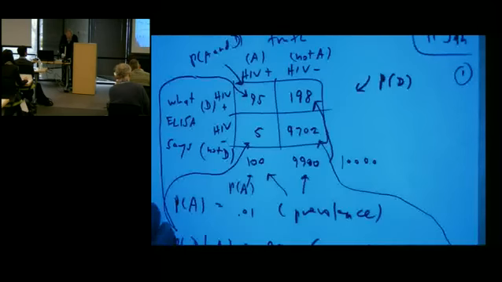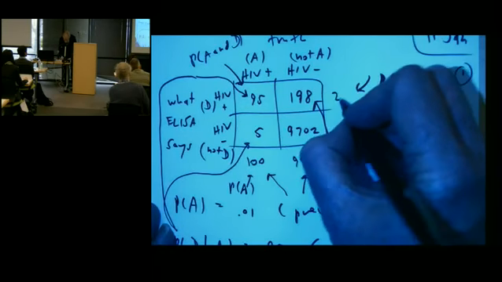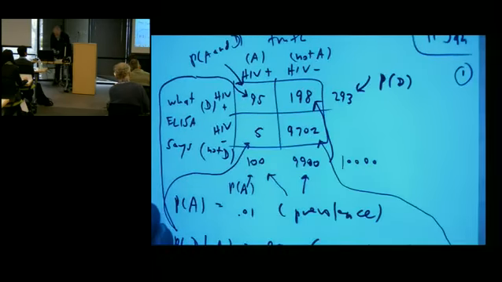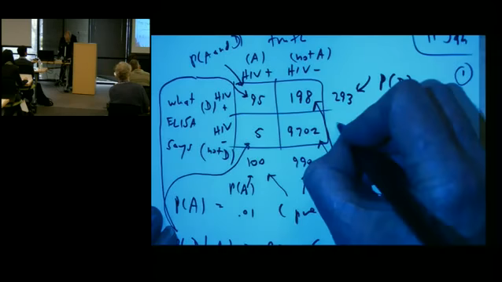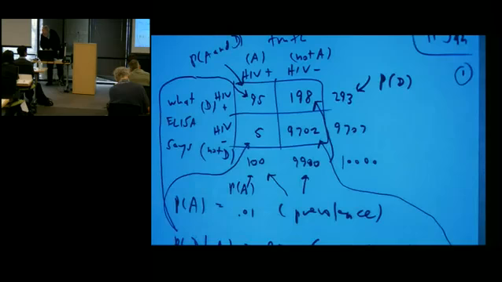And now having filled in the whole table, I can get the margins. So 95 plus 198 is 293. Did I do that right? And this becomes 9707, and those 2 numbers had better add up to 10,000, and it looks like they do.